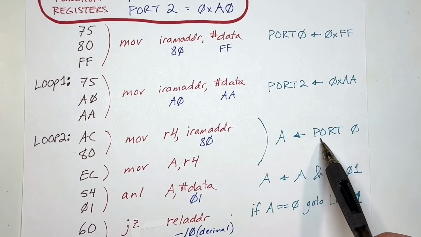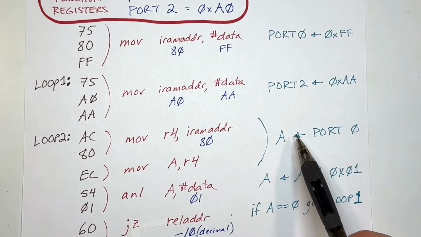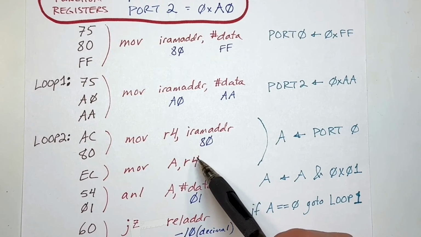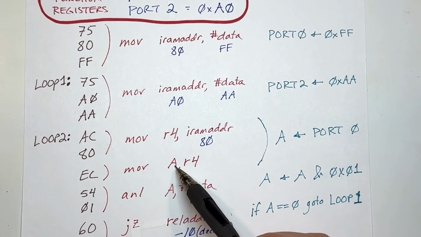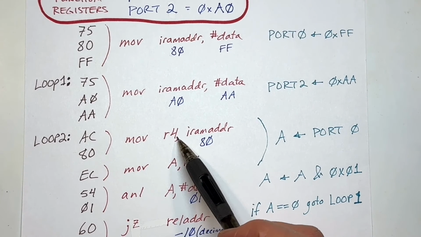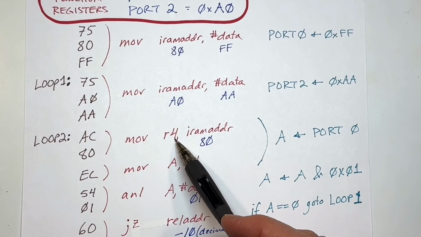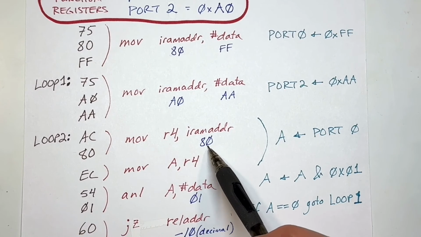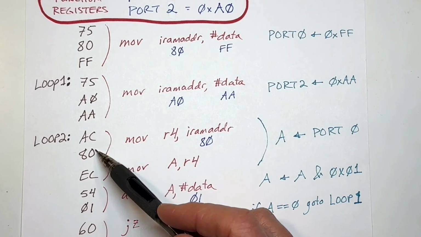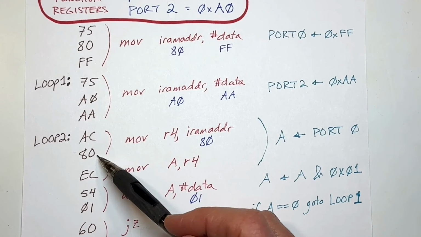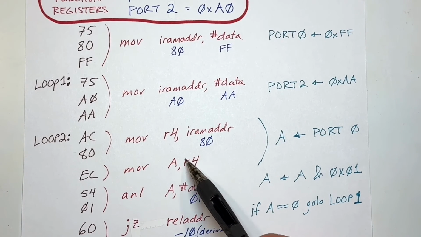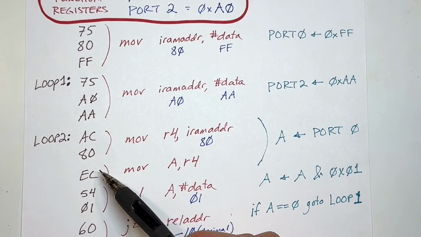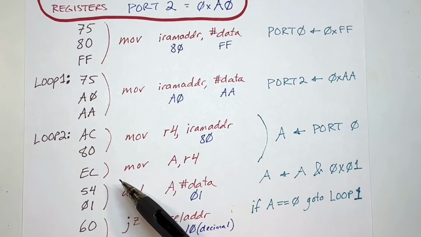And then we are going to input from port 0 into the accumulator, and so that's a move. And we can't move it directly into the accumulator. We have to move it into a register, so why not use register 4? And the address of port 0 is hex 80. So here's that instruction, which is 2 bytes. And then we move register 4 into the accumulator with the 1 byte instruction with opcode EC.